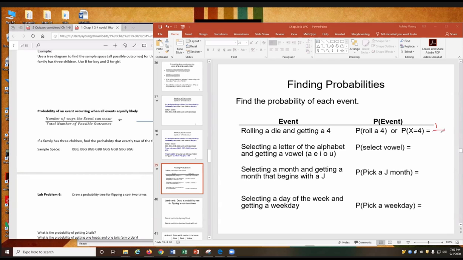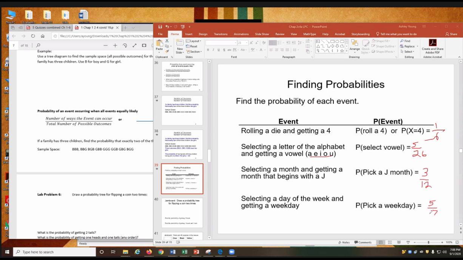Right, because it's 1/4 out of 6 possible. Probably you get a vowel, there's 5 vowels out of 26. What about Y? I said these ones. I spelled them out. Taking a J month, there are 3 J months out of 12 months total. Taking a weekday, how many weekdays are there? 5 out of 7. Okay, good.